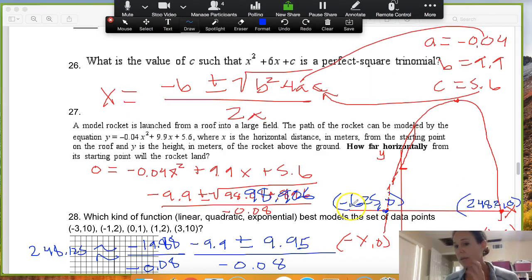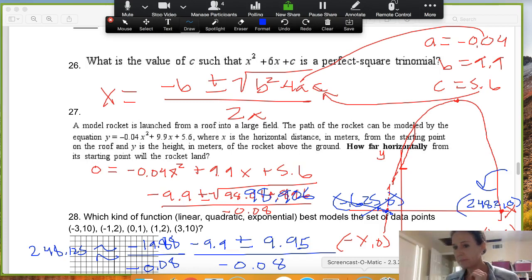Now this point I don't care about because I didn't actually launch from 0. I launched from up here. I don't care about my negative point. I want to know the distance from the start to the end. It ends 248.2 feet away from where I started. This is my answer.